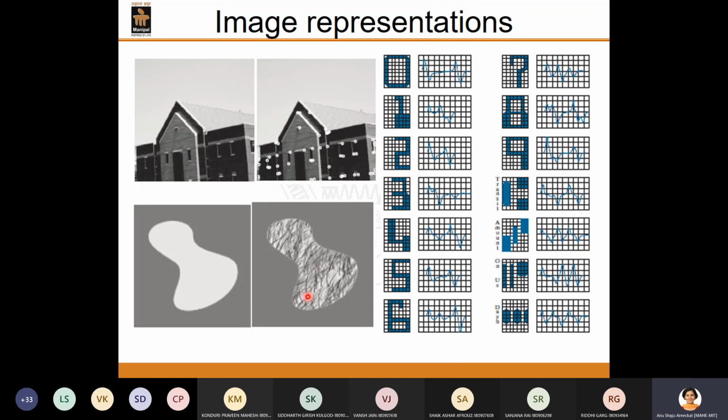So these are just a few examples by which you can represent an image in another form. It could be a transform, it could be in the form of key points, or in the form of texture descriptions. So we'll just have a look at one example of each of these techniques.